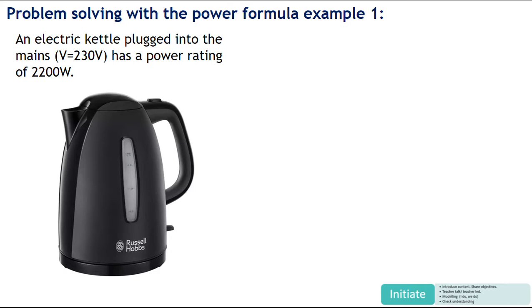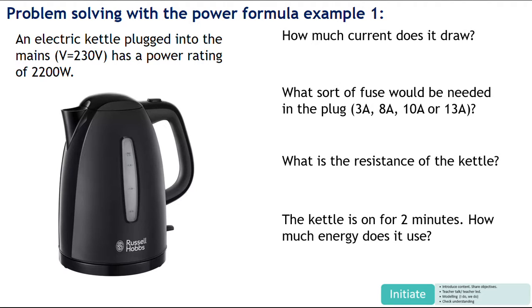Okay, so here's a real problem with a kettle, a kettle plugged into the mains, and we've got a power rating there. So these are our 4 questions. First one being, how much current does it draw? How much current does the kettle take when it's being used? That's a simple application of power is voltage times current. Put our numbers in, or rather rearrange it because we're looking for the current, and then we get an answer of 9.6 amps.